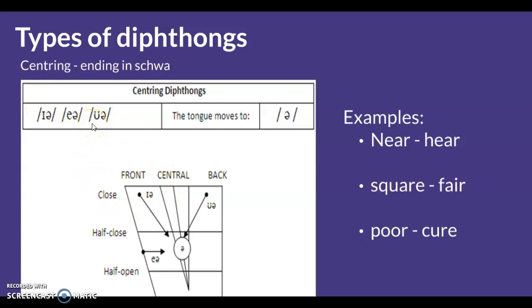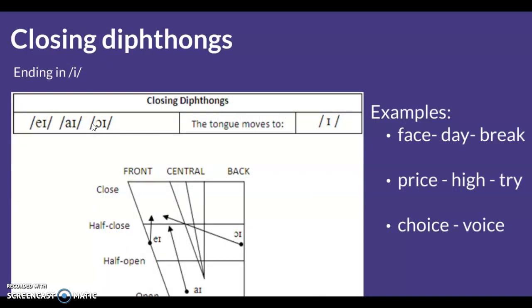Okay, let's go to the ones ending in I. They are closing diphthongs. Why close? Because they end with a vowel which is a very close vowel. So all the movement is to the front of the mouth and to be close to the roof of the mouth. So it's eɪ, aɪ, ɔɪ. These are the three diphthongs in which the tongue moves to the I sound. Face, day, break. Price, high, try. Choice, voice.